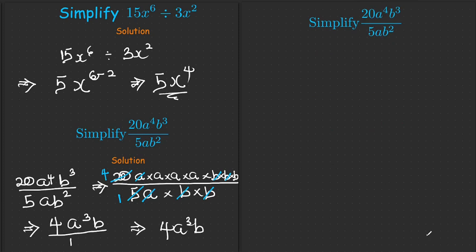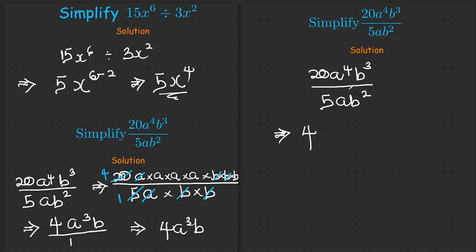Better still, we can apply the normal laws we have been applying. And that is, you have your 20, a to the power 4, b to the power 3, all over you have your 5ab squared. So with that, we have our 20 divided by 5. 20 divided by 5 giving us our 4. You have a to the power 4 all over. The all over simply means division.